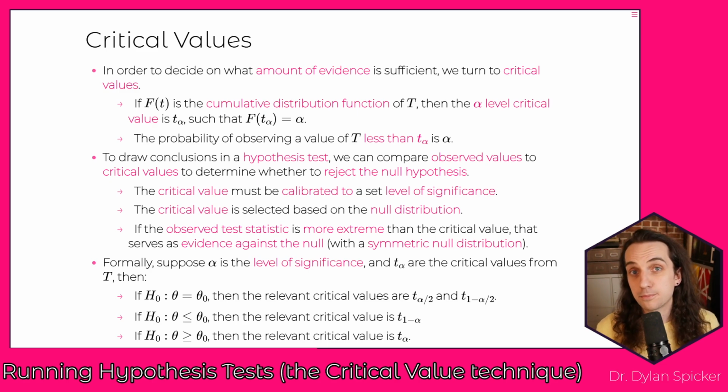Similarly, if we take the upper tail null, so theta is greater than or equal to theta naught, then the relevant critical value is going to be t sub alpha. Again, we have just the lower value. Anything that you observe that's smaller than this is going to be evidence against the null hypothesis. And once again, we have t alpha rather than t alpha over 2. So our critical values will change depending on whether we're looking at a one-tail or a two-tail test.